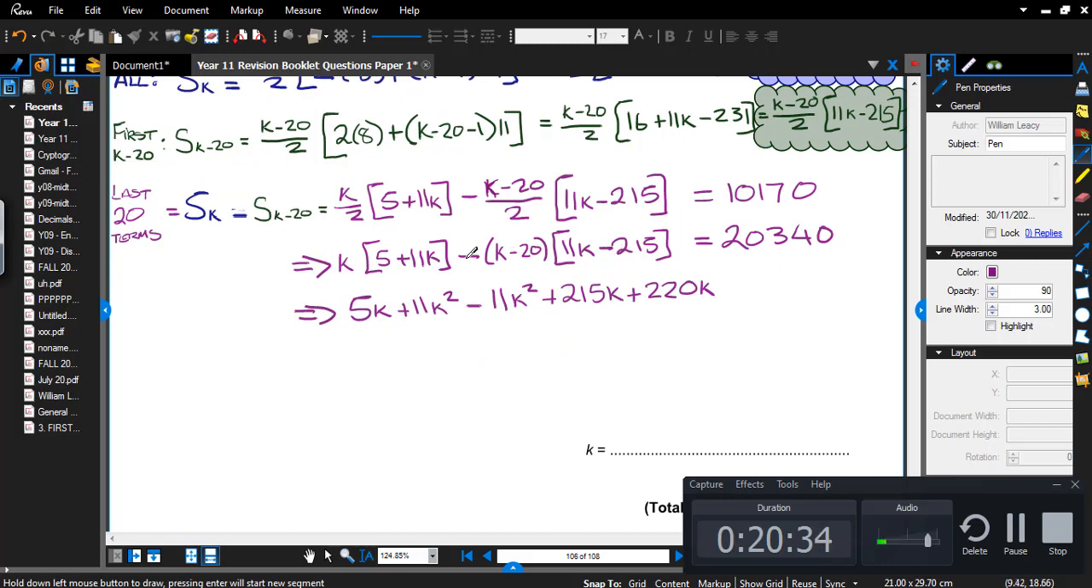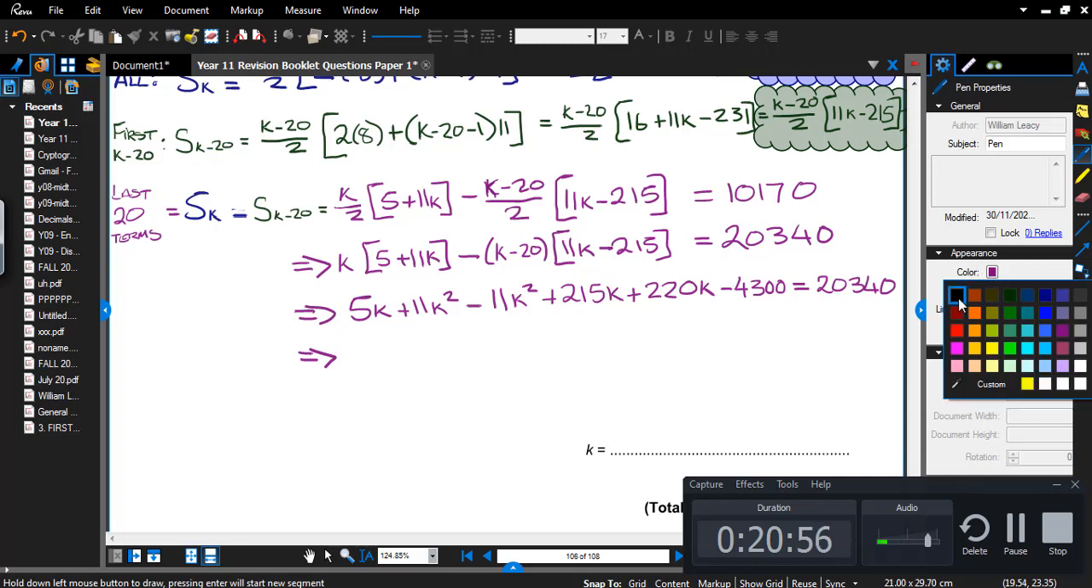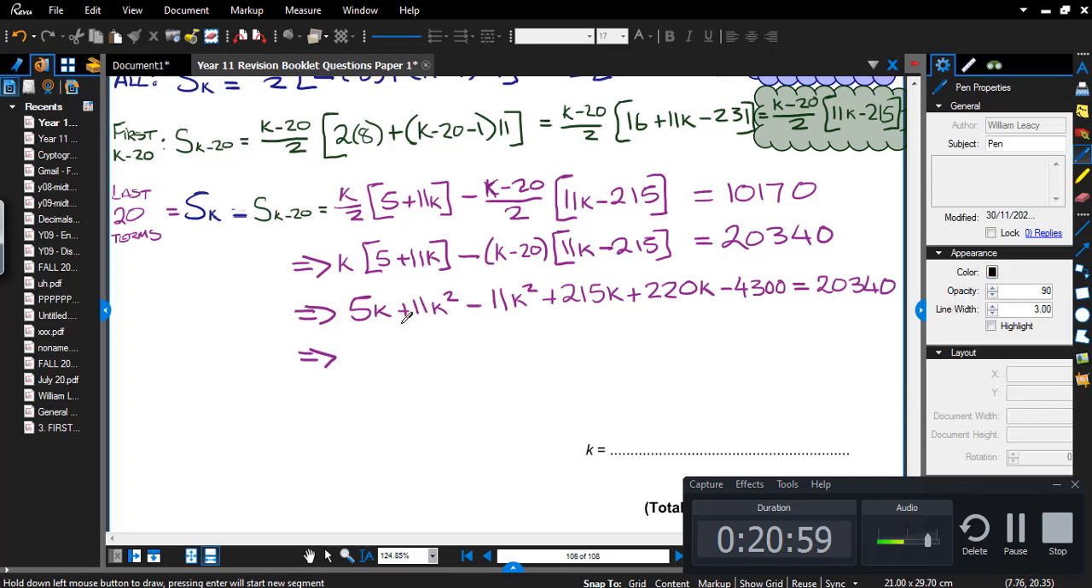Then we have minus 20 is positive 20. 20 times minus 215 is minus 4300. And that equals 20340. So that implies, so let's collect like terms. 11k squared cancels with minus 11k squared. And then let's get the k's. So we have 5k plus 215k, that's 220k. Plus another 220k is 440k.